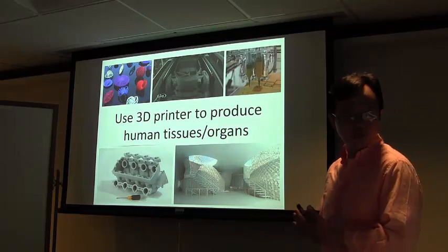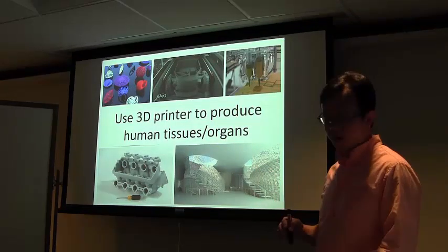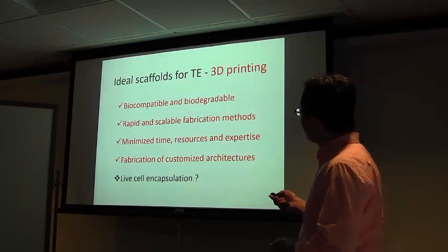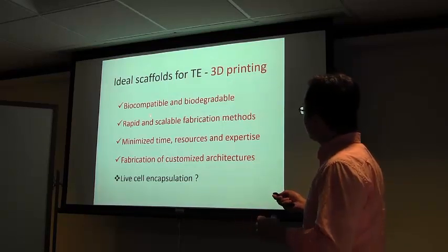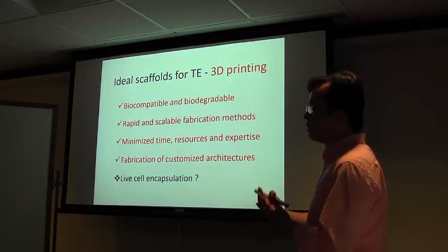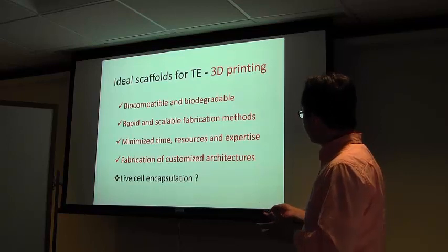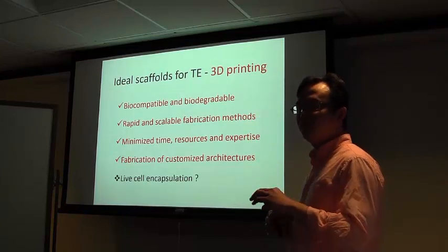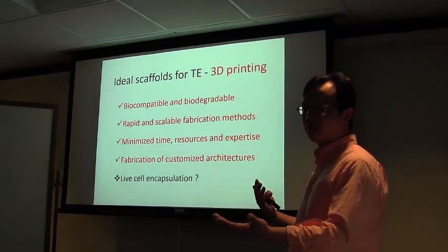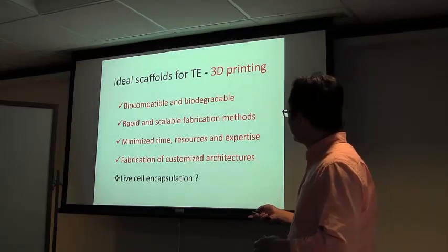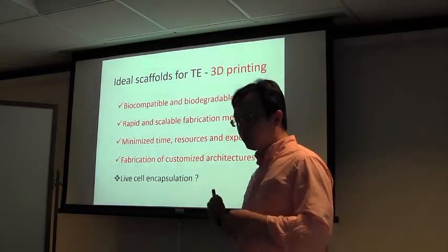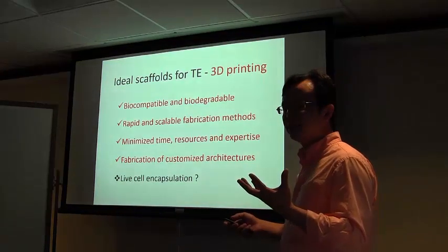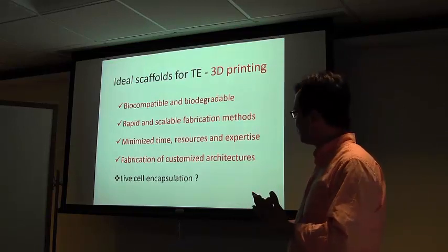That is, we use the 3D printer to produce live cells, including human tissue and organs. Using 3D printing, we can solve some of our problems. If we use biocompatible materials, 3D printing can adapt the method to minimize time and resources. If you get trained in 3D designing and machine usage, you can become very good at producing the scaffold. But the last one is live cell encapsulation. Most printing technology currently used won't allow live cells in it, because they use a really hot laser, or they use powder, which is not compatible with live cells.